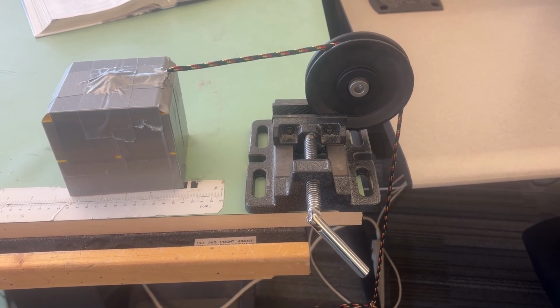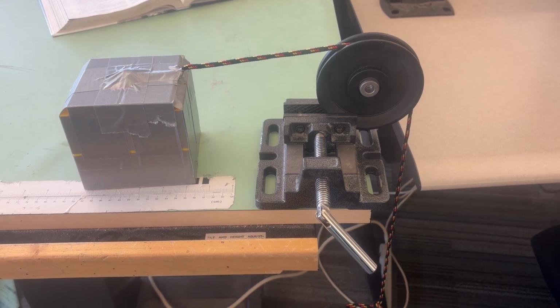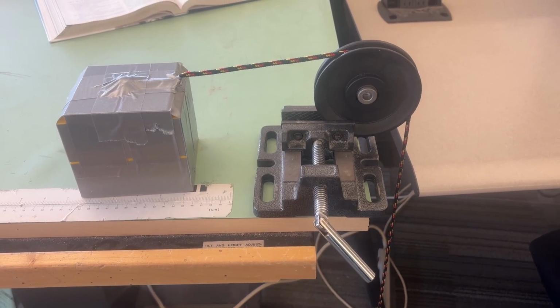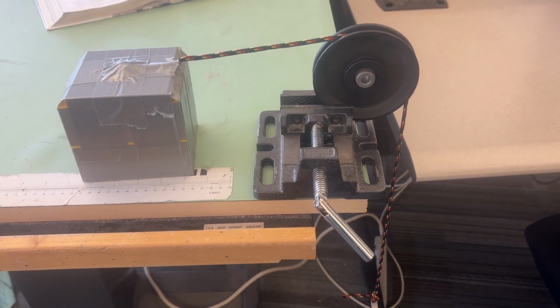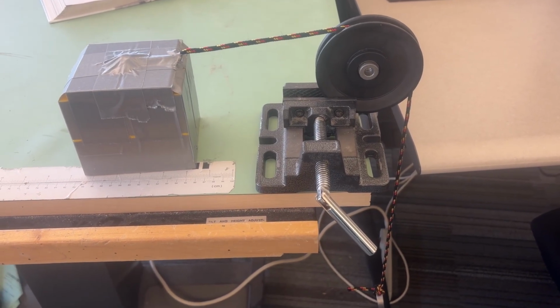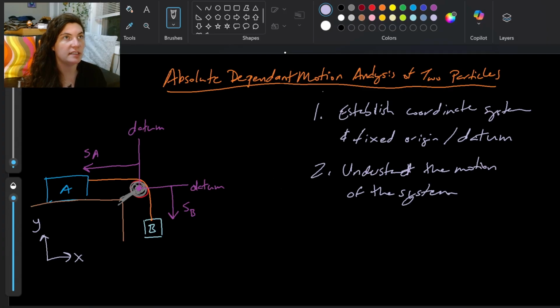We're relating those two lengths together, taking the derivative, and that's defining our relationship between velocity of one block to another block and acceleration of one block to another block. In that video, we could see how the motion of A and B are dependent on each other, where if B moves down, then A moves to the right, and vice versa.